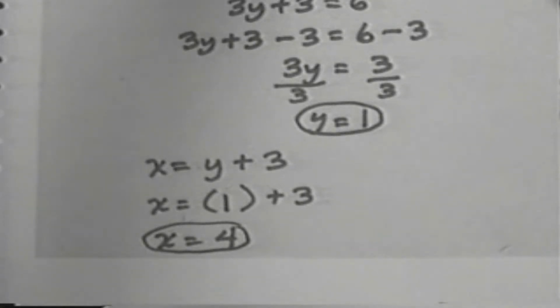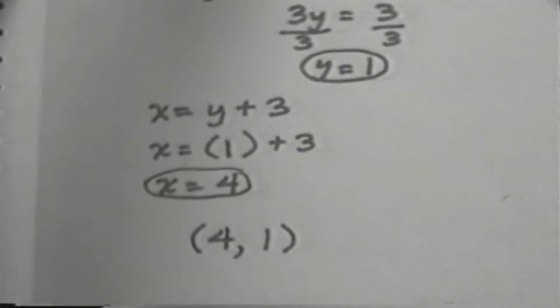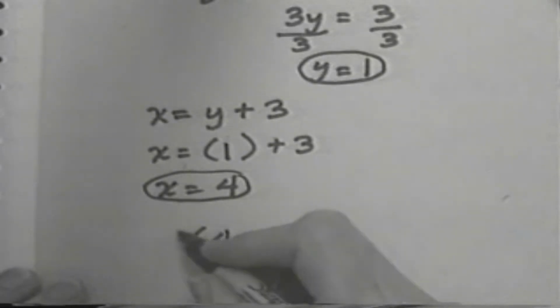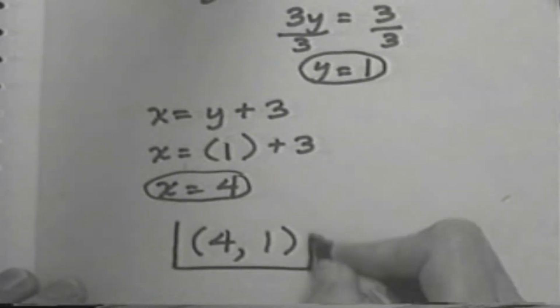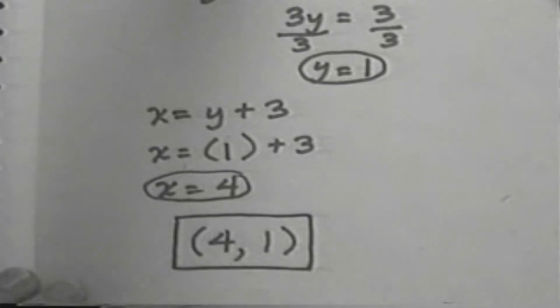Now we found both coordinates of our answer. To write the answer, we write the ordered pair 4, 1. The ordered pair 4, 1 is our answer. The only thing left is to check.